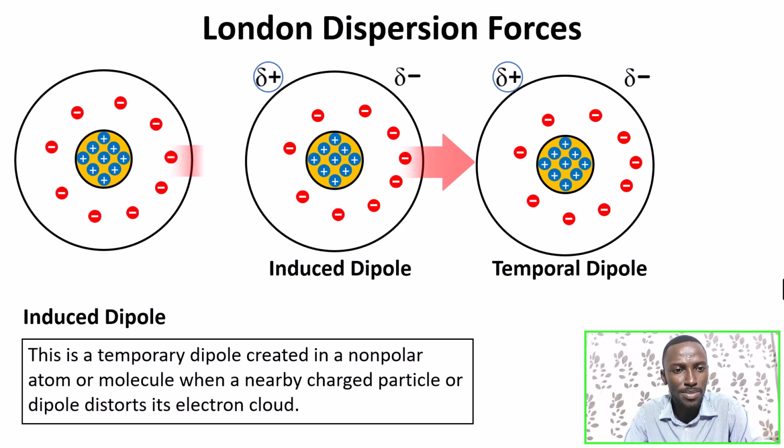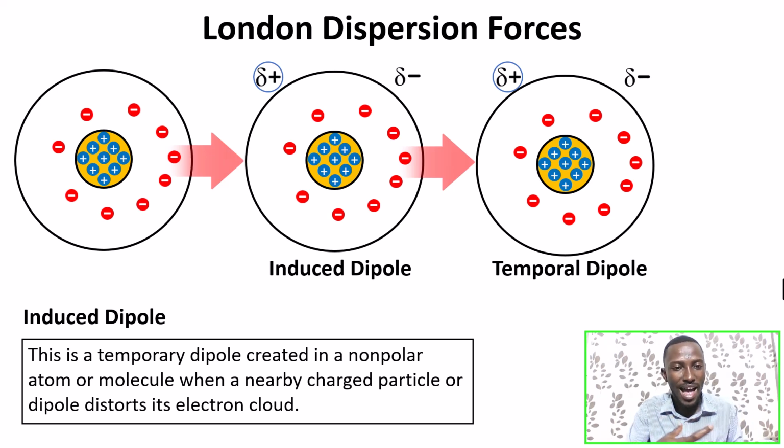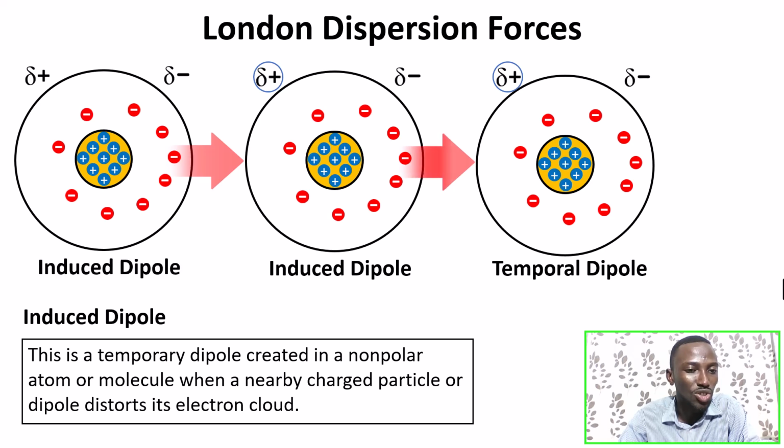So look at what happens. The electrons are attracted towards the partially positive side of the induced dipole. And as a result, the once nonpolar atom also becomes polar. One side becomes partially positive and another side becomes partially negative. So this is how an induced dipole is formed. I think we understand what an induced dipole is, right? So this atom also becomes an induced dipole.